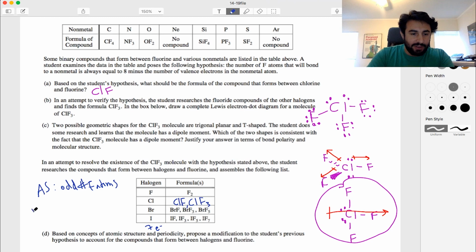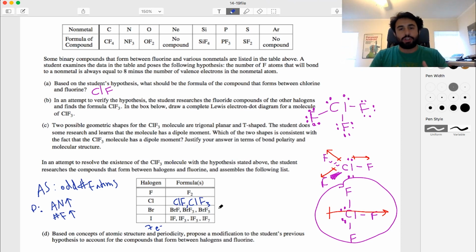Now, in terms of periodicity, what we're saying is that as atomic number increases, the number of F atoms increases, right? So going down the group, we've got chlorine, and then bromine is bigger, and iodine is even bigger. And so as atomic number increases, we're getting an additional shell each time. And with each additional shell, we can accommodate a greater number of fluorine atoms. So this has to do with orbitals, right? We're talking about having access to d orbitals, larger and larger orbitals.